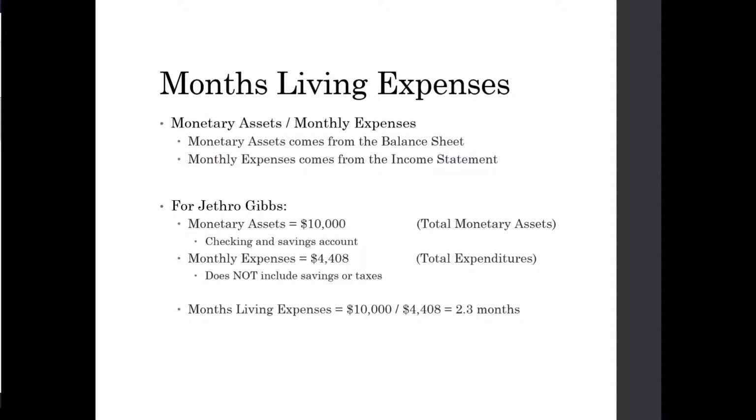So these are the two pieces of information we need to calculate the months' living expense ratio. For Jethro, we're going to take the $10,000 of monetary assets, divide it by the $4,400 worth of monthly expenses, and the result comes up 2.3, and the units here are going to be months. This says that if Jethro were to lose his steady income, he has enough cash in his checking and savings accounts to pay for just a little bit over 2 months worth of normal living expenses.